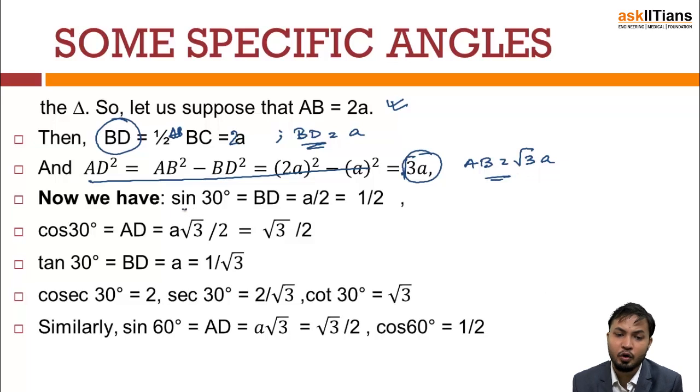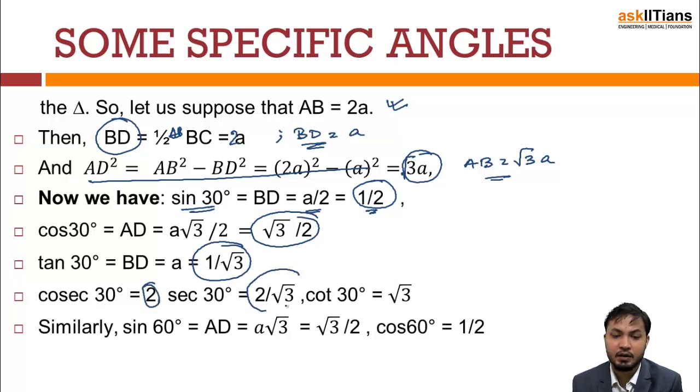So if I put all the respective values in place, I can get values for sin 30 degrees, I'll get 1 by 2, for cos 30 degrees I'll get root 3 by 2, for tan 30 degrees I'll get 1 by root 3, for cosec 30 degrees I will get 2, and sec I'll get 2 by root 3. Simultaneously I'll get all these 6 values right over here.